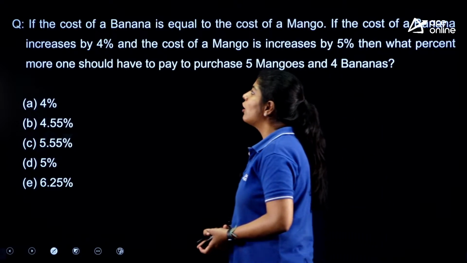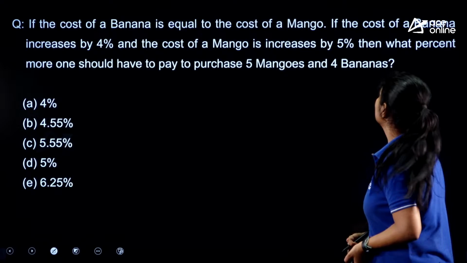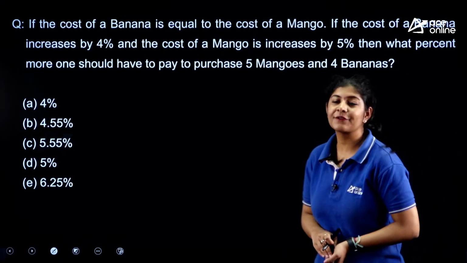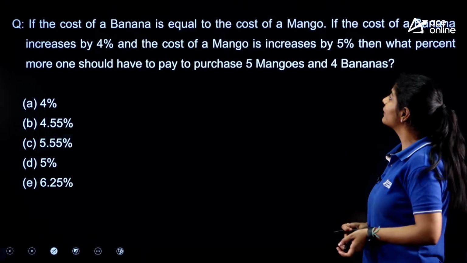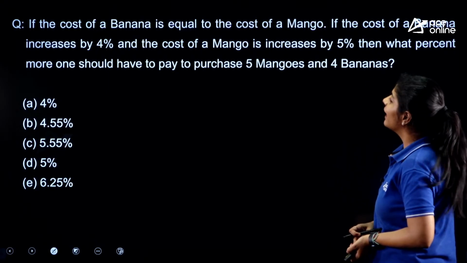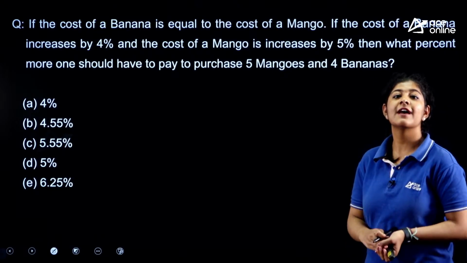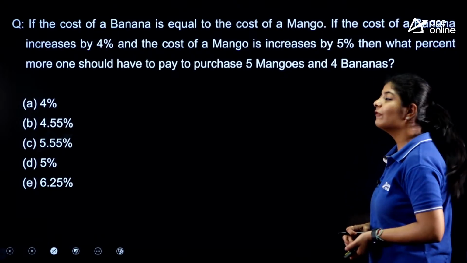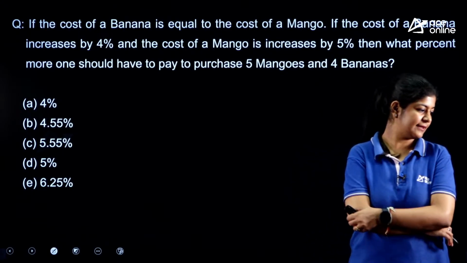The next question says that if the cost of a banana is equal to the cost of a mango, and the cost of the banana increases by 4% and the cost of a mango increases by 5%, then what percent more should one have to pay to purchase 5 mangoes and 4 bananas?